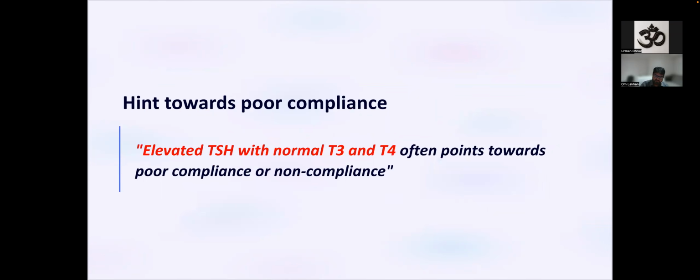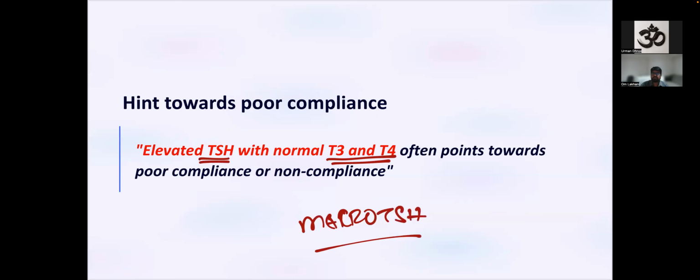So a lot of the times, if you have a patient with elevated TSH with often normal T3 and T4, now again I said one differential diagnosis is macro TSH. So this is something you need to rule out as a differential diagnosis, but elevated TSH with normal T3 and T4 sometimes points towards poor compliance or non-compliance, because what happens is that, like I said, TSH takes a little time to normalize, but T3, T4 often gets normalized faster.